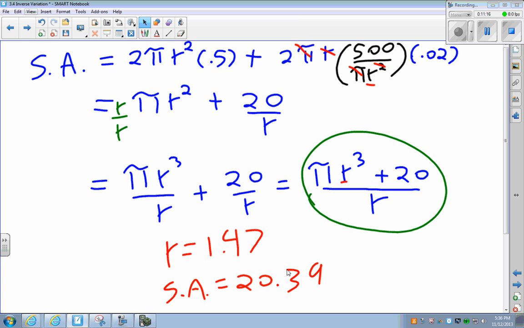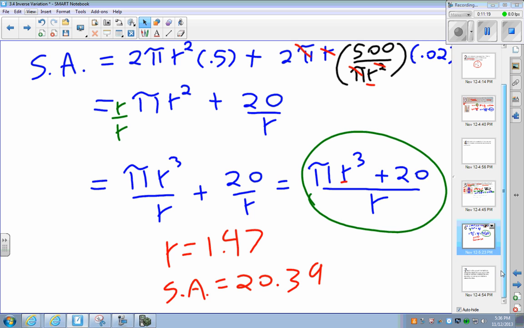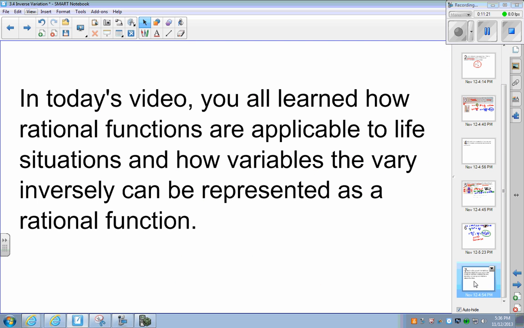Okay, so we looked at a couple of applications of rational functions. There's a ton more, but next class we're going to be working with inverse variations and other situations where we're trying to maximize surface area.